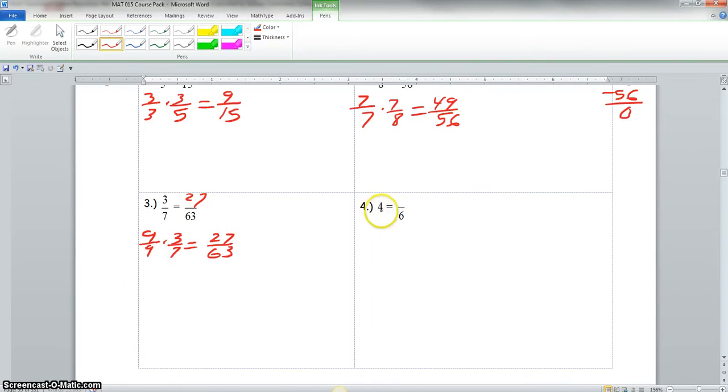And finally, we'll put a 1 under this 4 here. And we'll say, 1 goes into 6 6 times. So we'll take 6 over 6 times 4 over 1, which will give us 6 in our denominator and 24 in our numerator. So our answer here would be 24. And we're done with that problem.